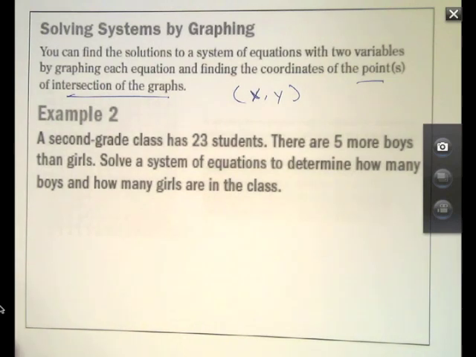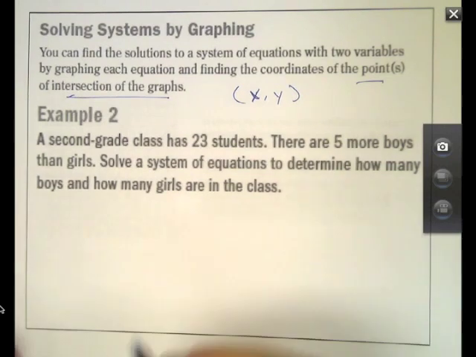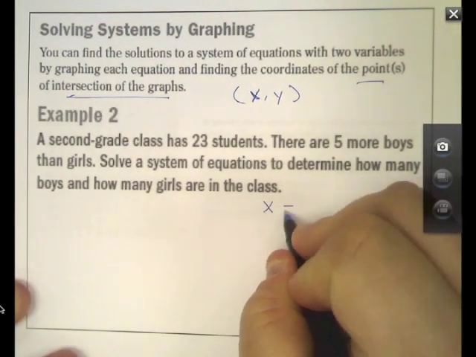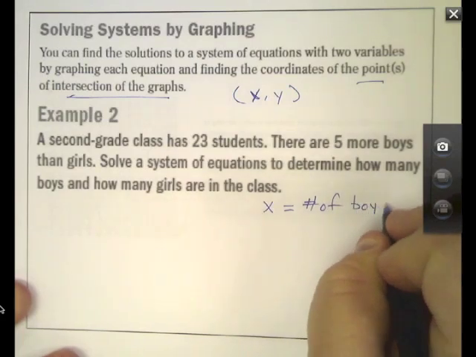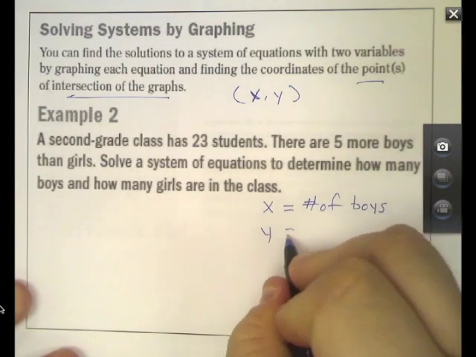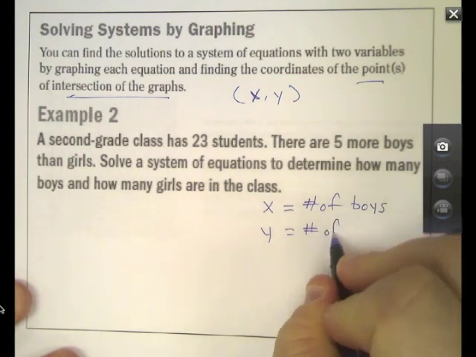Let's look at example 2. A second grade class has 23 students. There are 5 more boys than girls. Solve the system of equations to determine how many boys and how many girls are in the class. I'm going to let x equal the number of boys because we don't know how many there are yet. I'm going to let y be the number of girls.